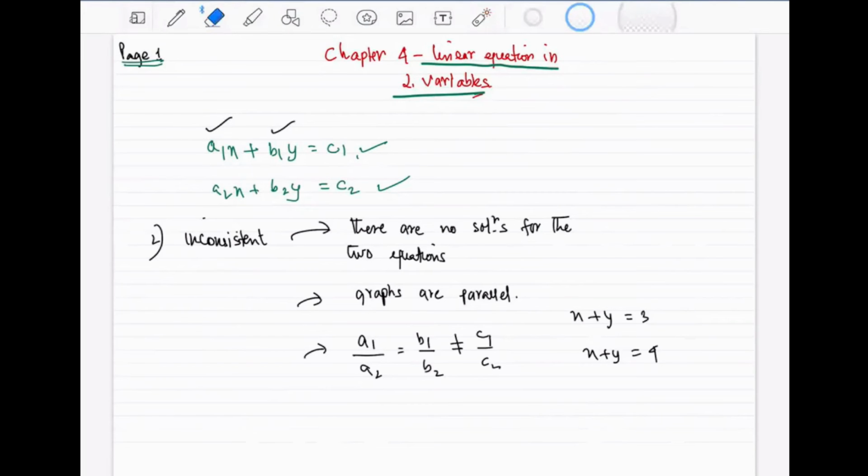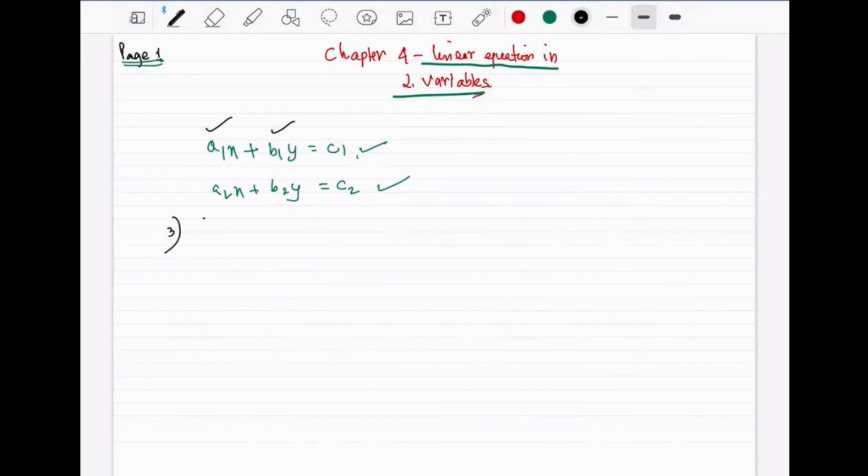Okay, the third possibility is if the graphs of the two equations are the same. That condition we call dependent. Dependent means the two equations are the same. What about the graphs? We won't say the graphs are the same, we will say they are coincident. They are on top of the other.